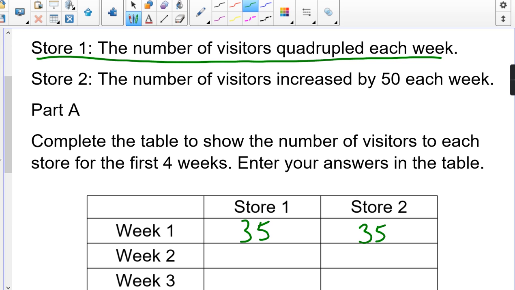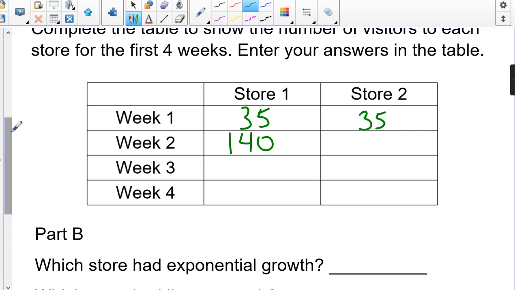So if we're filling out the first column and we want to know week 2, then we're going to have to take the 35 from week 1 and quadruple it. So 35 times 4. And in week 2, they had 140 customers. Then we have to quadruple it again. So 140 times 4. And we get 560 customers for the third week. And week 4, 2,240. Again, I multiplied that number by 4 and I got the next number.